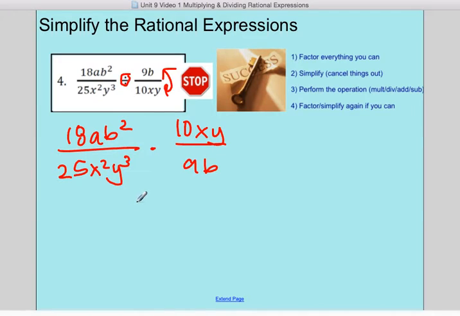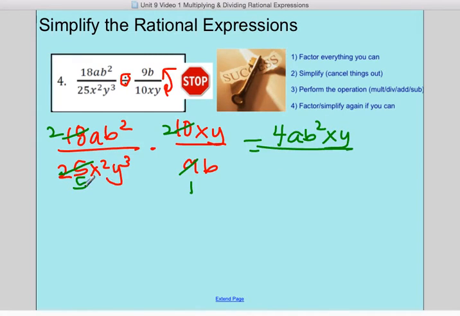Okay, now I'm going to break it down. 18 and 9, both divisible by 9. 10 and 25, both divisible by 5. Then I don't see anything else that will cancel. So 2 times 2 is 4. Then I would have ab squared xy all over 5 times 1, so 5. And then there's no a's, so b x squared y to the third.